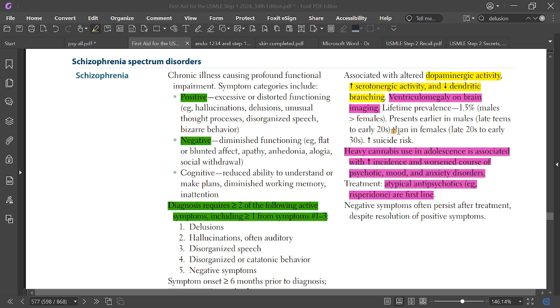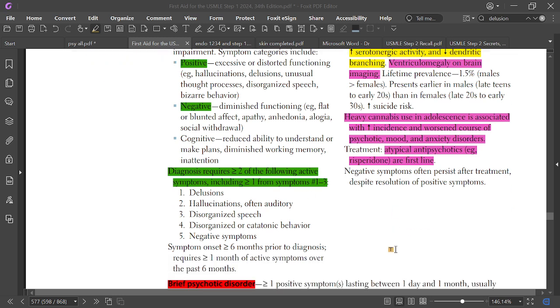Presentation is earlier in males than in females. There is increased suicidal risk. Heavy cannabis use in adolescents is associated with increased incidence and worsened course of psychotic, mood and anxiety disorders, typical in schizophrenia. Drug of choice: atypical antipsychotics are the first line, like risperidone. Negative symptoms often persist after treatment despite resolution of the positive symptoms.